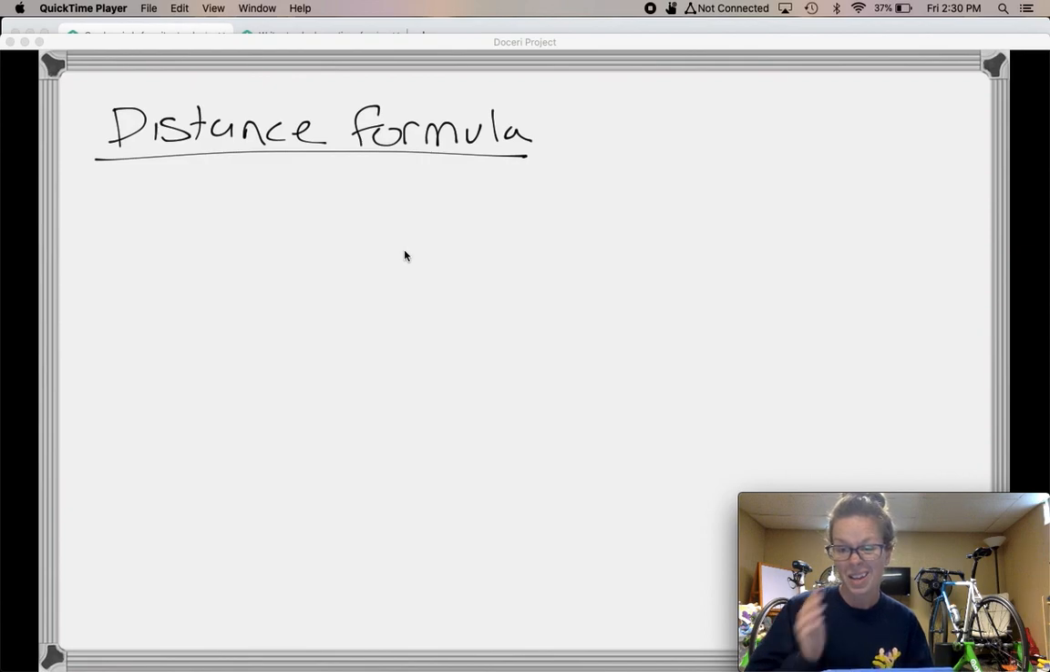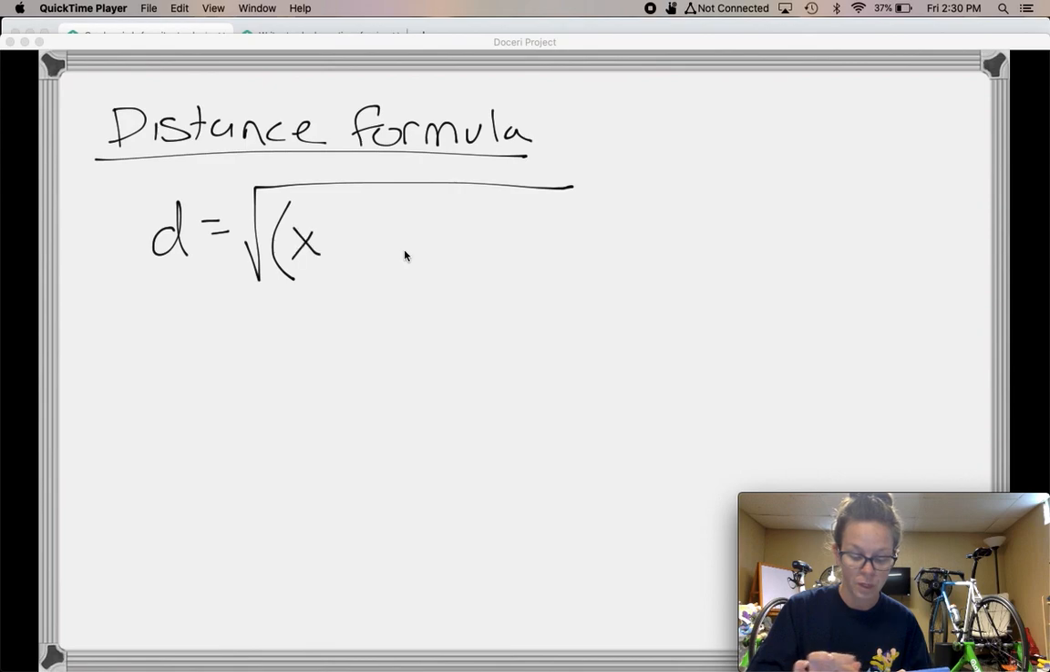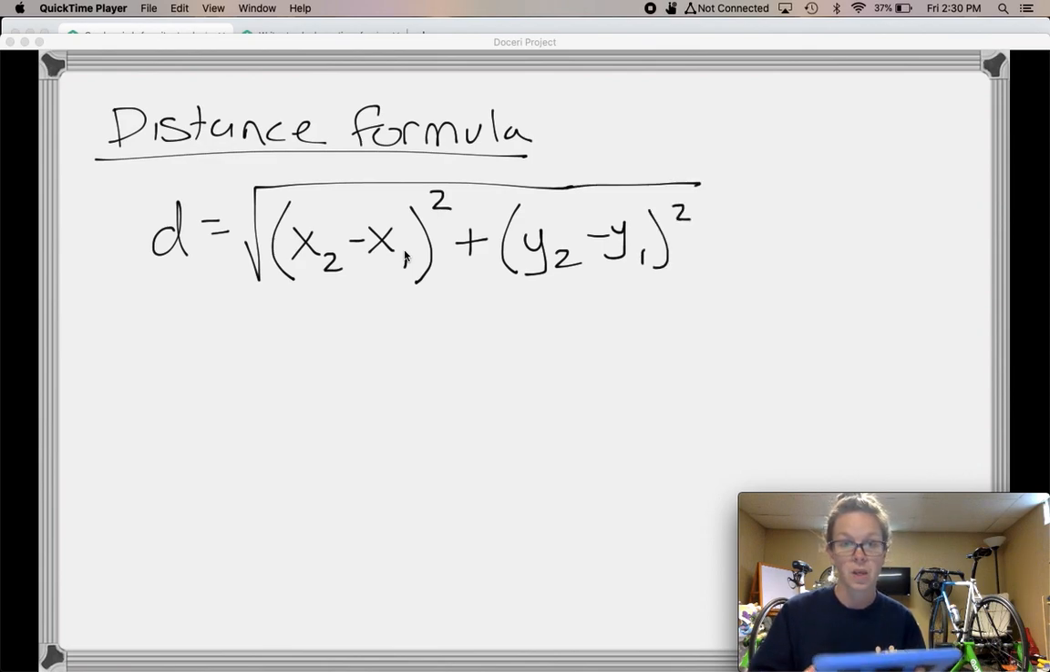is pretty messy actually when we look at it at first, but I'm going to show you where it comes from and that'll help it make more sense, I think. So it's d for distance is equal to the square root of x2 minus x1, and we're going to square that, plus y2 minus y1, and we're going to square that. That is a big, messy formula.